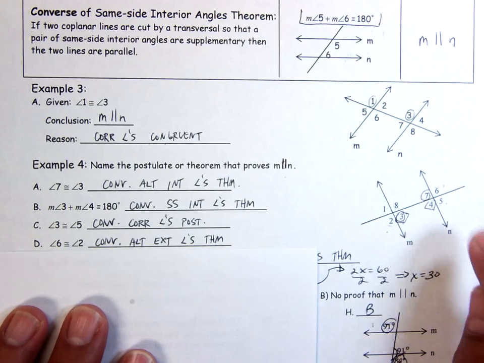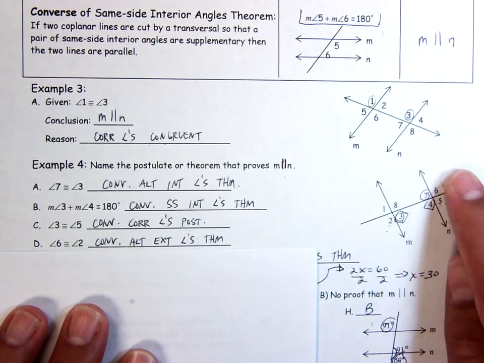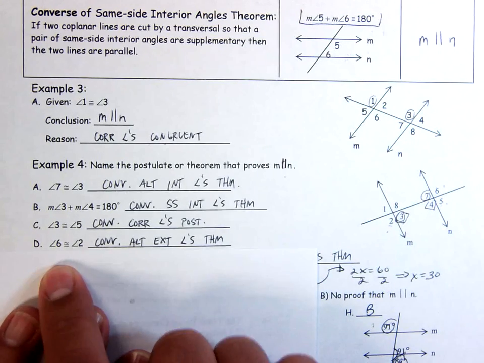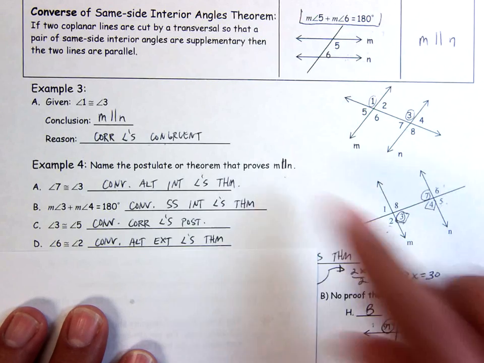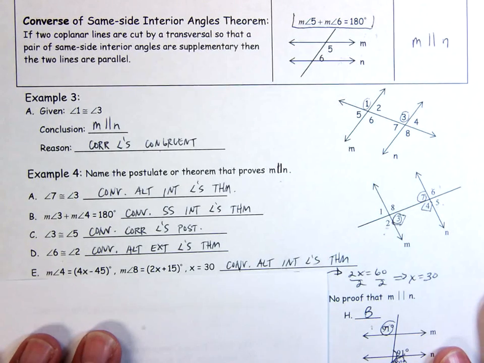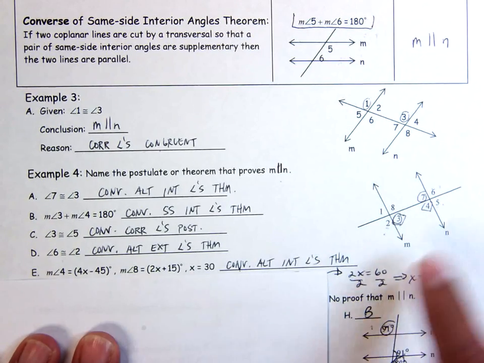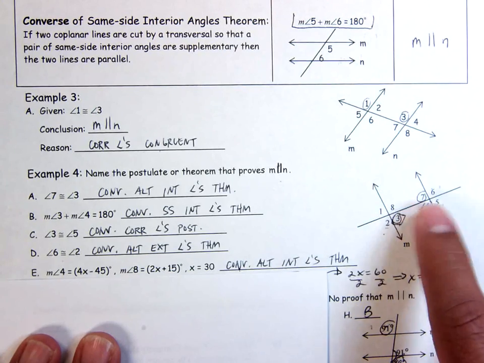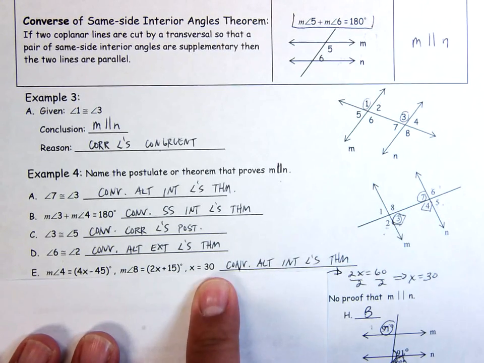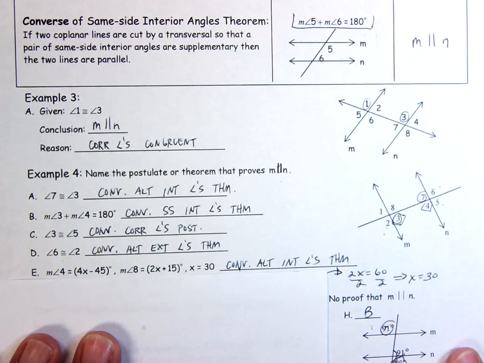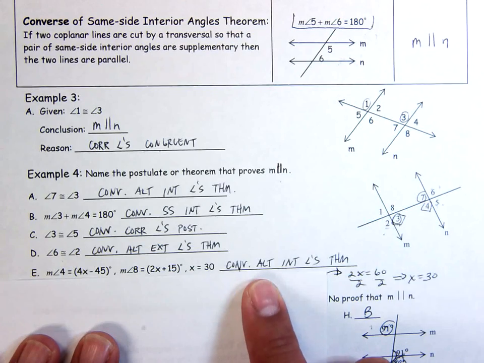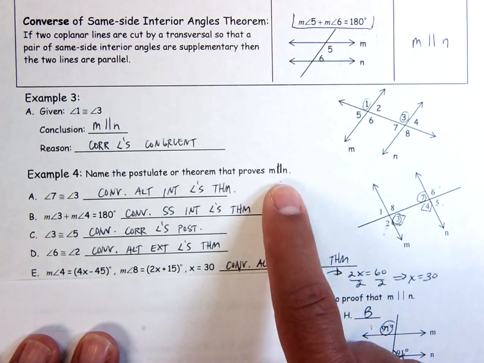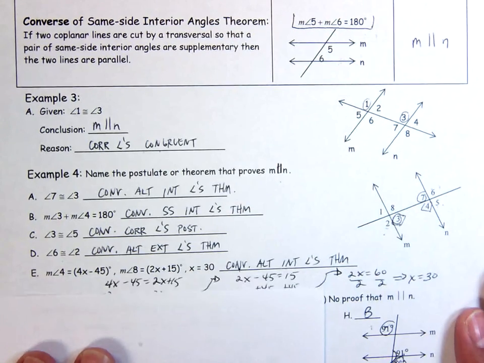Angle 6 and angle 2, what kind of angles are those? Those are alternate exterior angles. If they're congruent, then by the converse of the alternate exterior angles theorem, M is parallel to N. This last one, it gives me angle 4 and angle 8. Angle 4 and angle 8 are alternate interior angles. It tells me what x is. So if I plug in x, these are equal to each other. And if alternate interior angles are congruent, then by the converse of the alternate interior angles theorem, M is parallel to N.